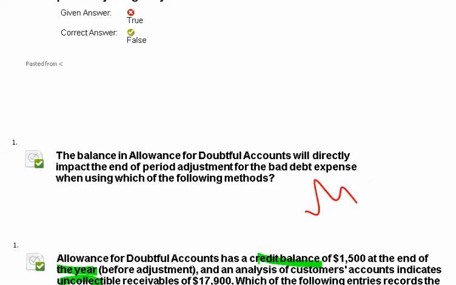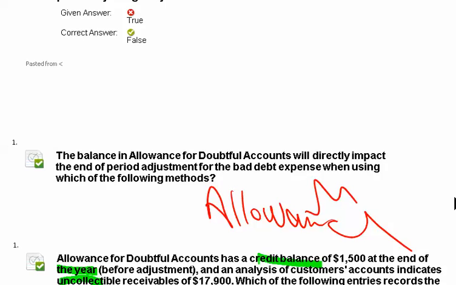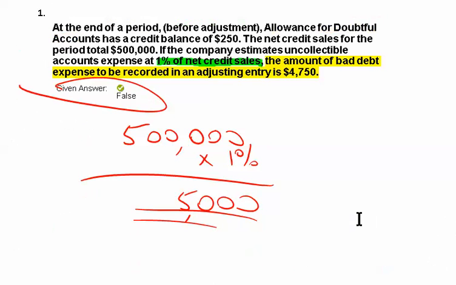I can't get it to right, but yeah, there it is. It's the allowance method, is the correct answer there, and that brings us back to this question, which says that we do not use the beginning balance of the bad debt allowance account in that consideration, because we're only using this for a percentage of sales.